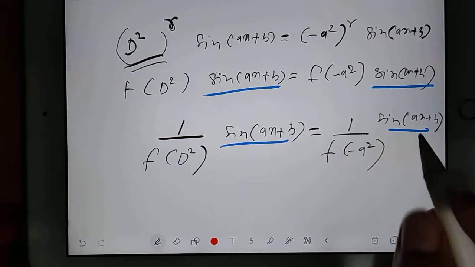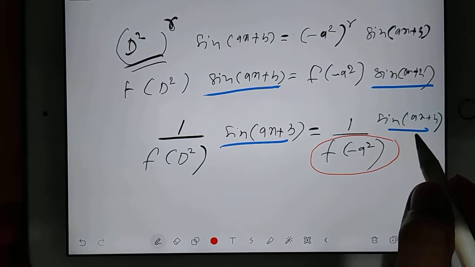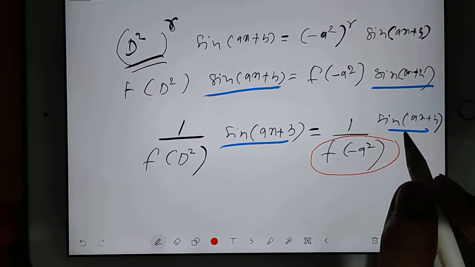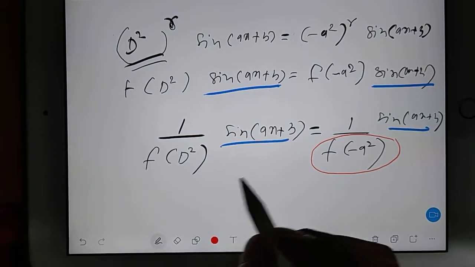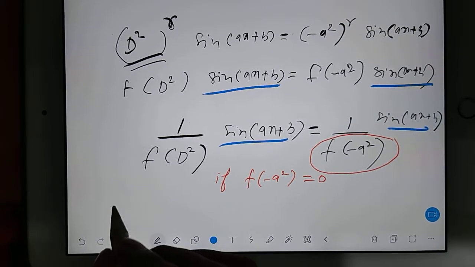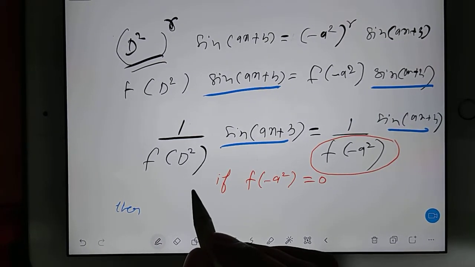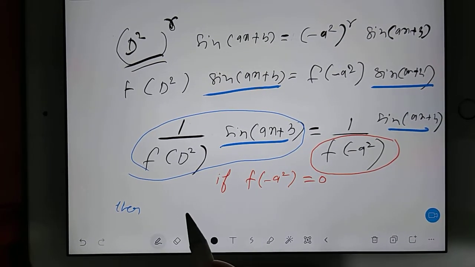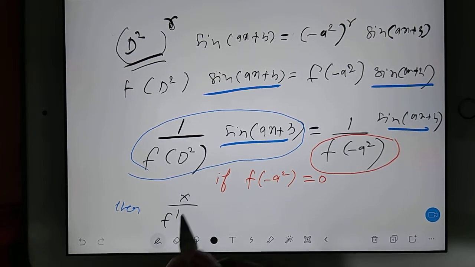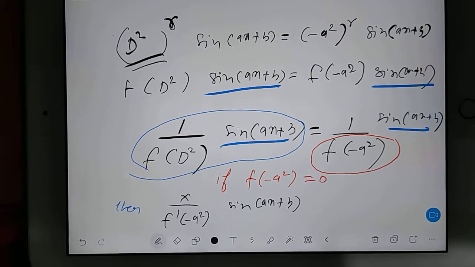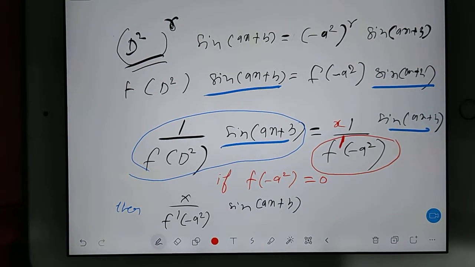Now see, if this part became 0, then again you do the same as we did in e power x. So if your f minus a square is giving 0, then your particular integral will be different. Only one small change: x by f dash minus a square you will put. Simple. Sine ax plus b will be as it is. I hope you are able to understand what change I am doing. I am putting a dash here and an extra x here.